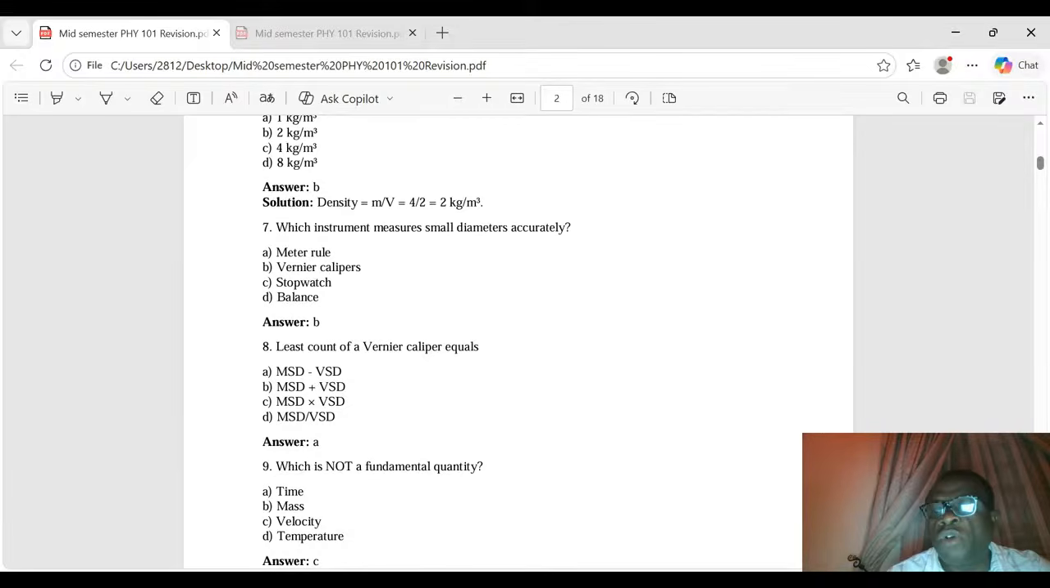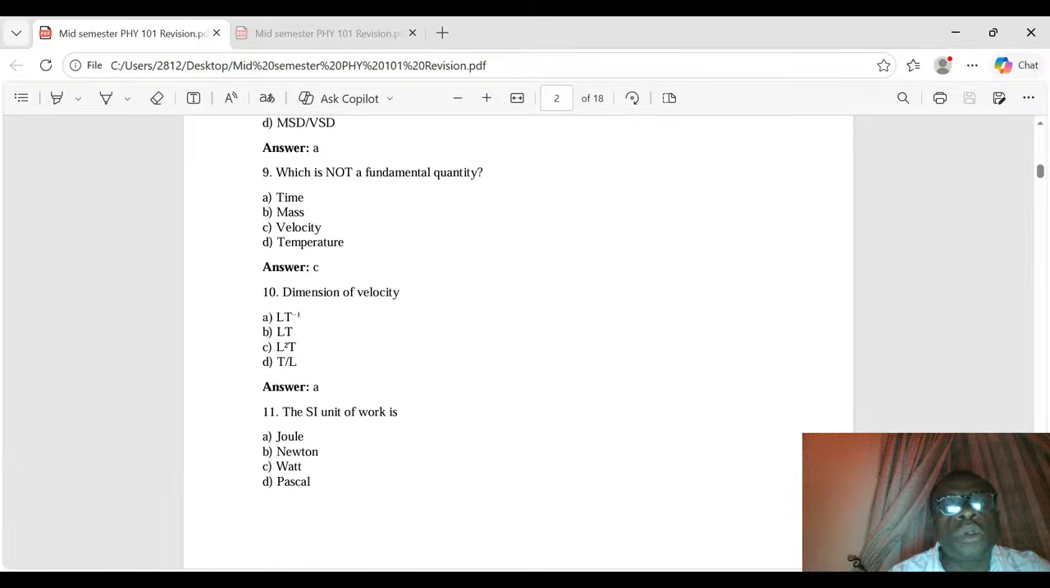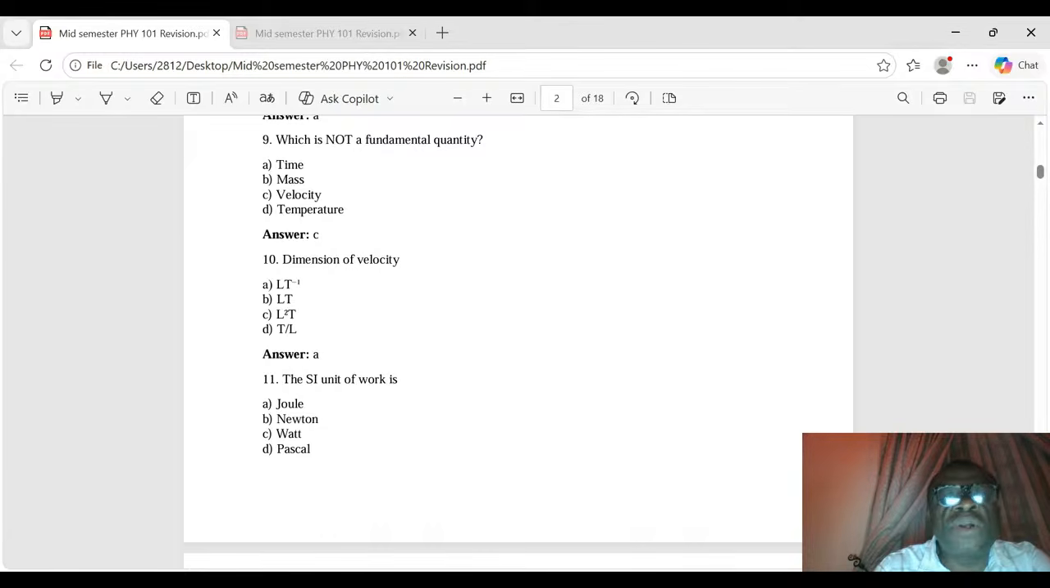So we'll move on to question 9, which is not a fundamental quantity? A. Time. B. Mass. C. Velocity. D. Temperature. The correct answer here is velocity. Velocity is a derived quantity and not fundamental.